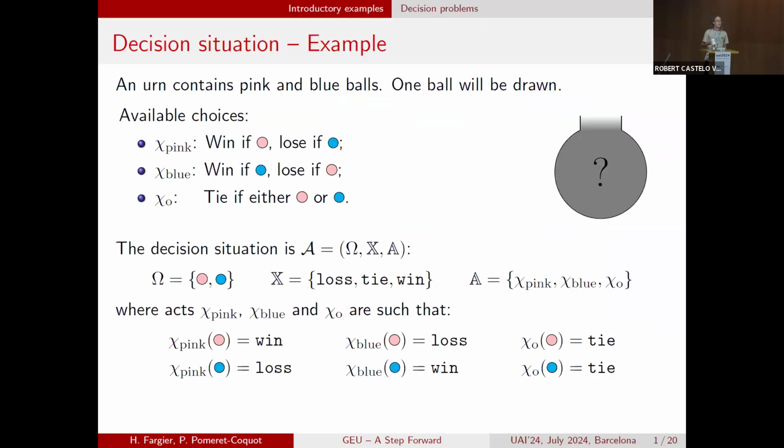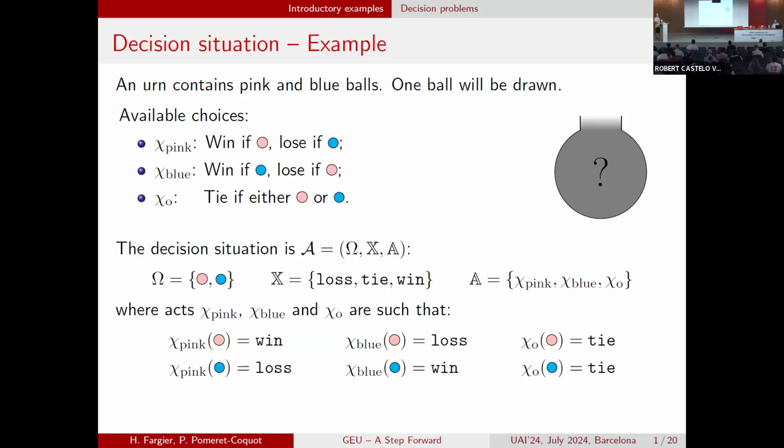During the presentation, I will base all my examples on this decision situation, in which we will consider an urn, which might contain some pink balls and some blue balls. So you will have to choose either Chi pink, Chi blue, or Chi O. Then I will draw a ball, and depending on the color of the ball, you may either win, lose, or get a tie. If you choose Chi pink, you will win on pink balls and lose on blue balls. If you choose Chi blue, of course, it's the converse. You will win on blue balls and lose on pink balls. If you choose Chi O, you will neither win nor lose, but you will obtain ties.